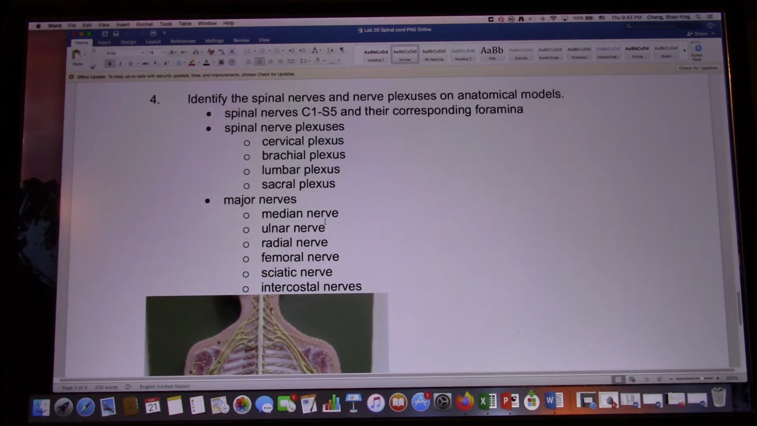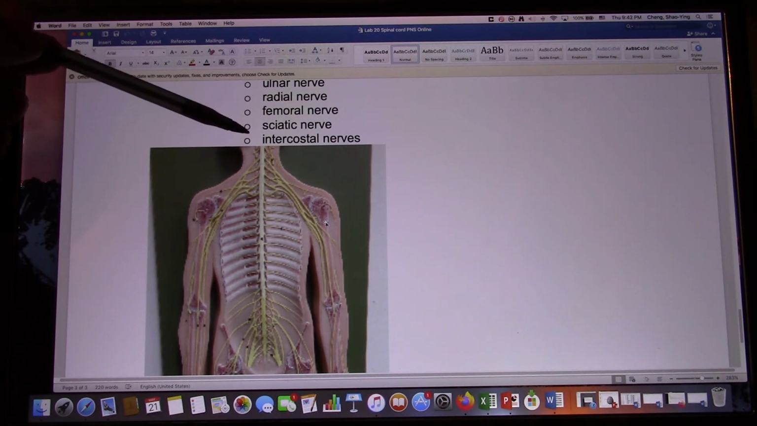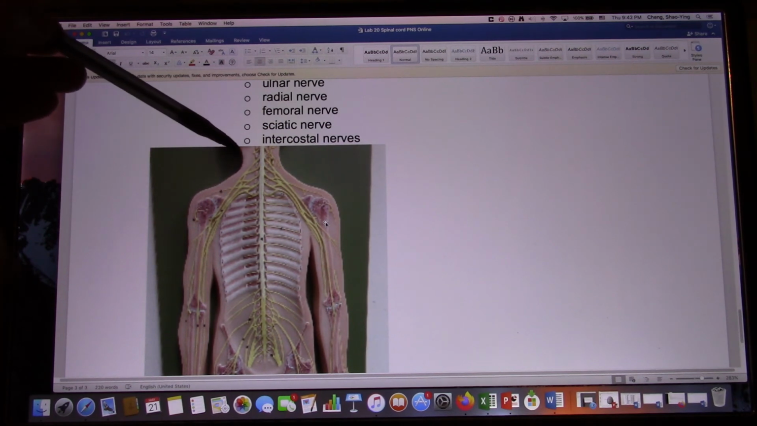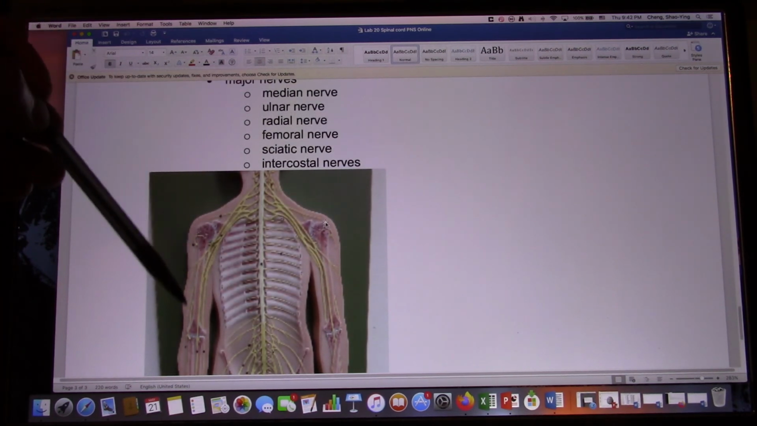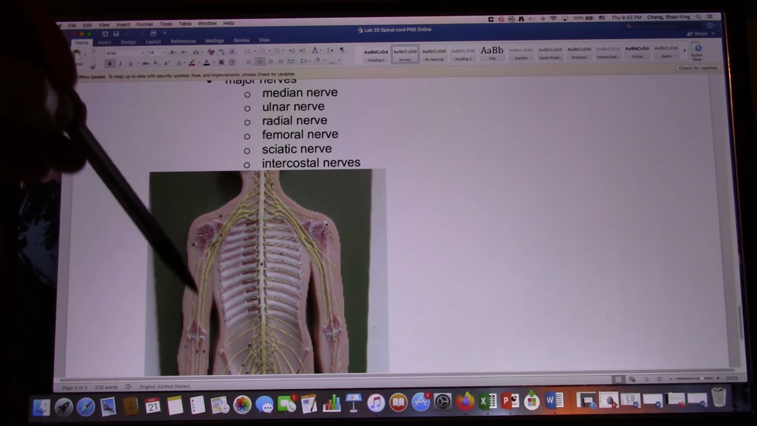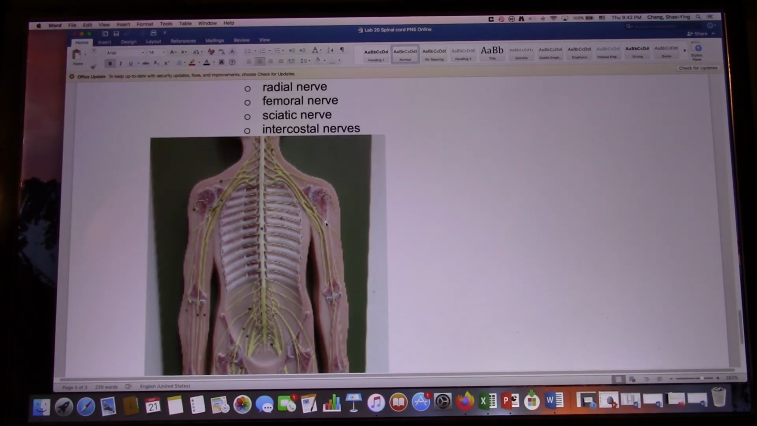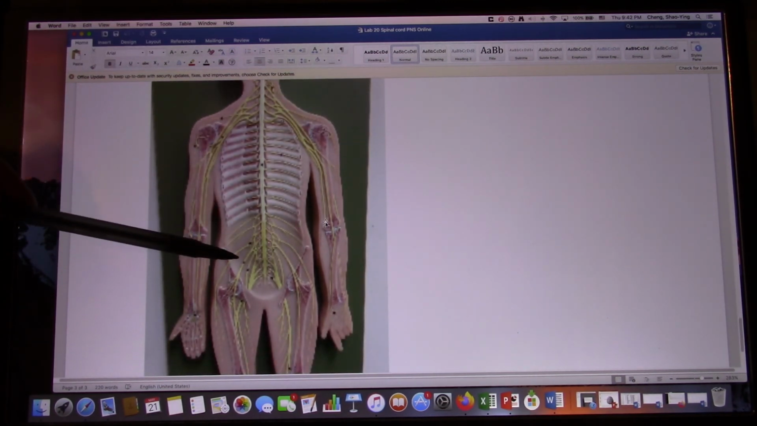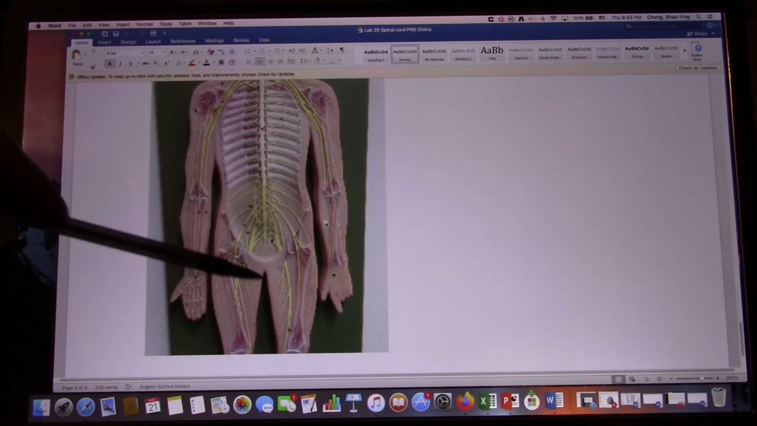Also we're going to look at the plexi. In the body we have 4 plexi, and these plexi are the spinal nerves that crisscross together. We have the cervical, the brachial, the lumbar, and the sacral plexus. The cervical is around here, and the brachial, which I focus on in class, is around here. They crisscross together and become 3 nerves: the median nerve, the ulnar nerve, and the radial nerve. They go to the arm. The lumbar plexus is around here. It crisscrosses and creates a nerve called the femoral nerve. It goes to the thigh area.